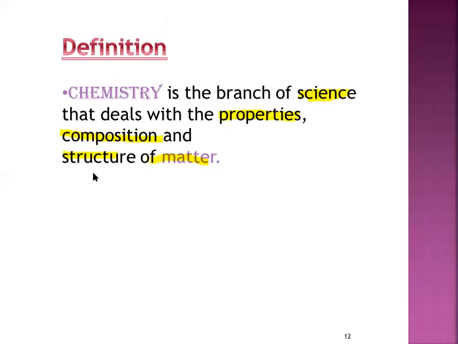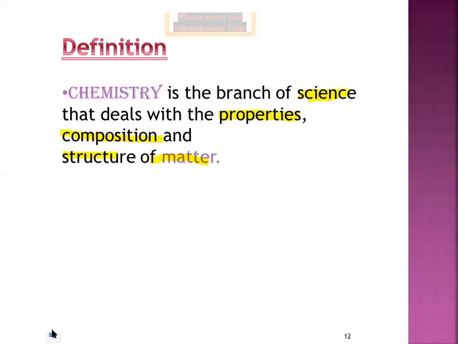The last here is structure. Structure means how the molecules or atoms are arranged in that specific matter. In structure, you will study the arrangement of atoms and molecules. So basically, we will study in chemistry the properties, composition and structure of matter. This is the main definition of chemistry.